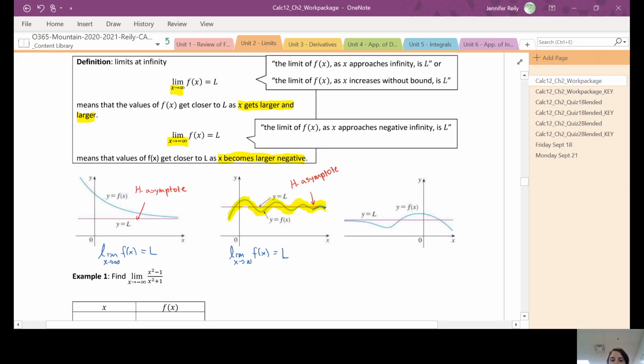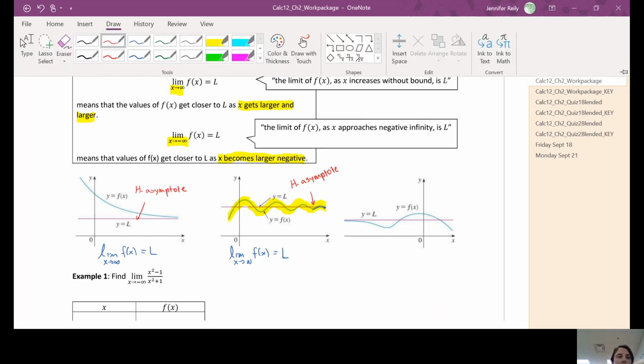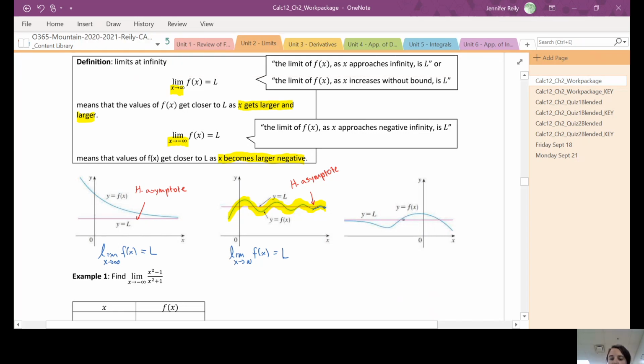Okay. The third scenario here is showing an example where x is approaching negative infinity. So as x gets large but negative, we see the function approaching y equals L. So in this case, the limit as x goes to negative infinity would be L. And again, this is a horizontal asymptote.